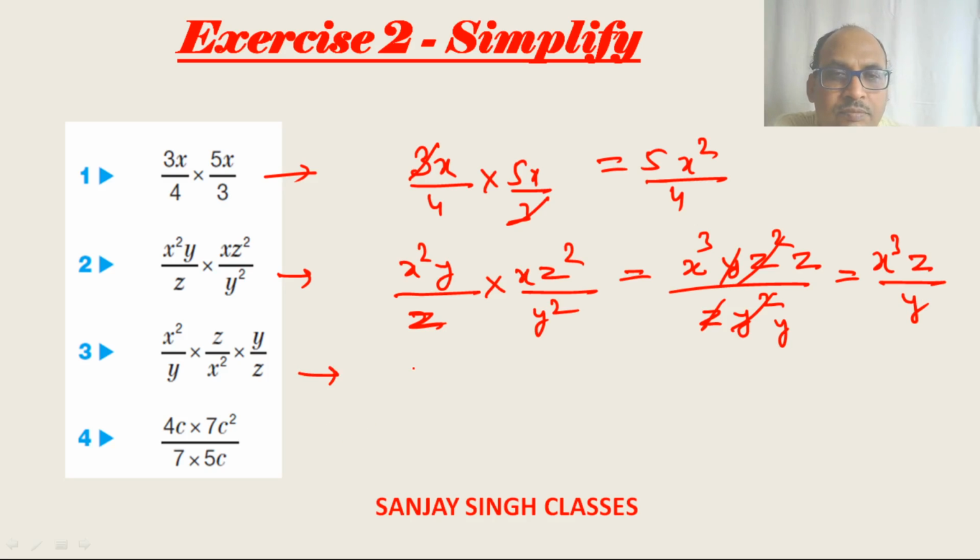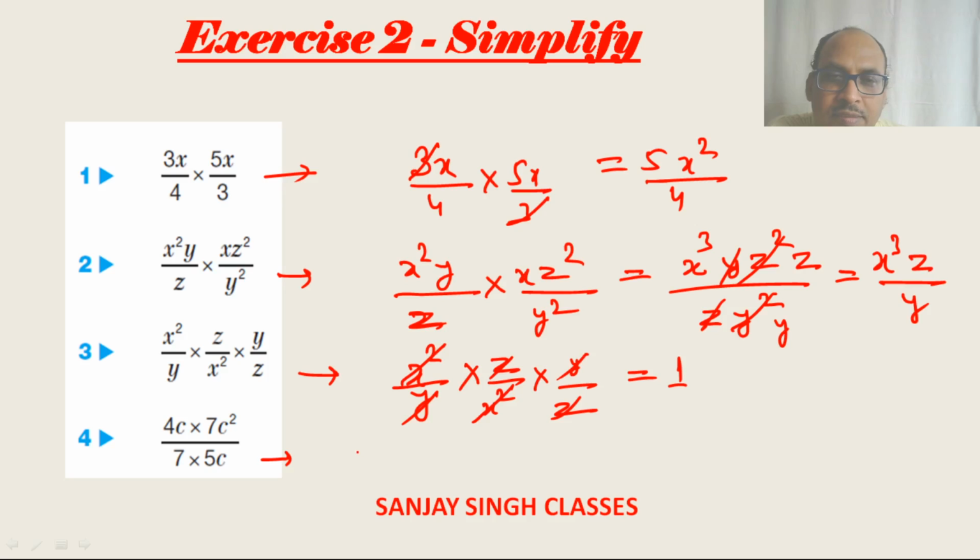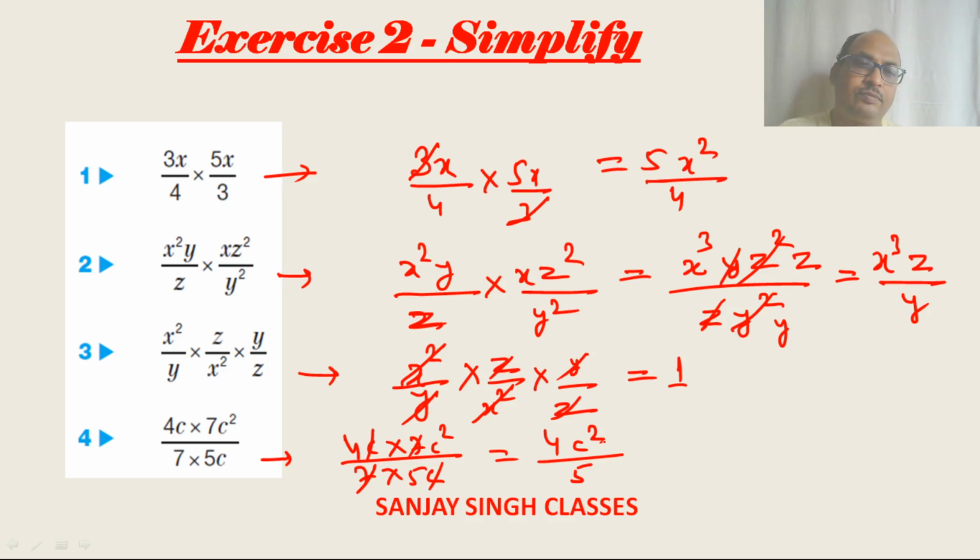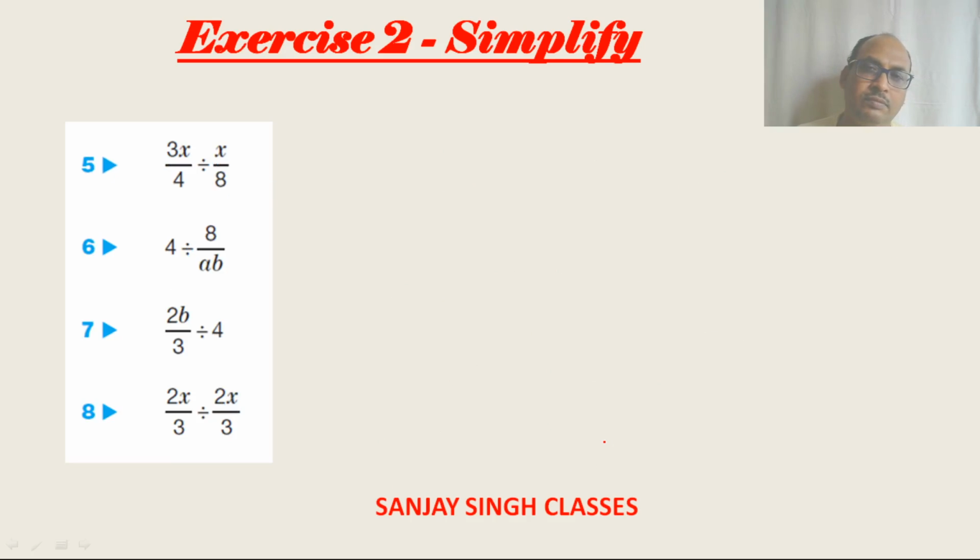For this one we can see that x square by y into z by x square into y by z. So this y can get cancelled. This z can get cancelled. This x square will get cancelled and the answer will be equal to 1. For this, 4c into 7c square by 7 into 5c. So 1c we will be cancelling, this 7 we will be cancelling, then our answer will become 4c square by 5 only. Okay.